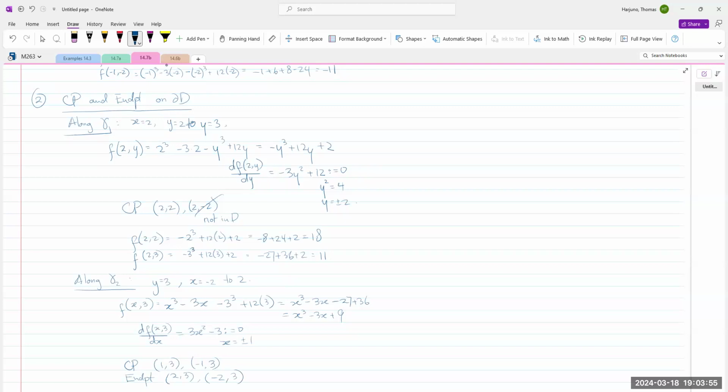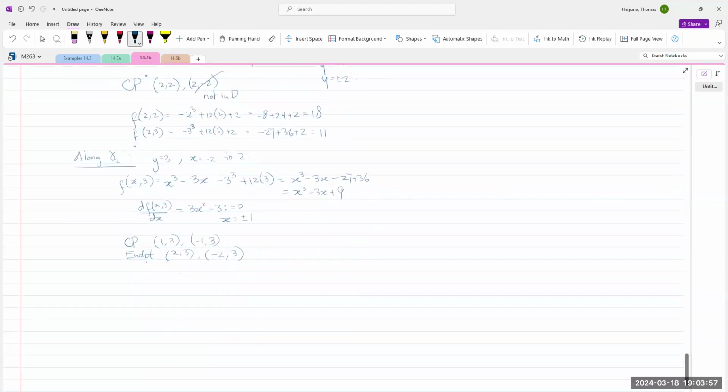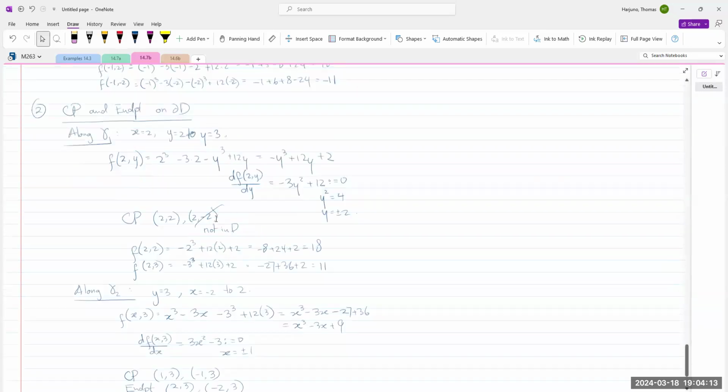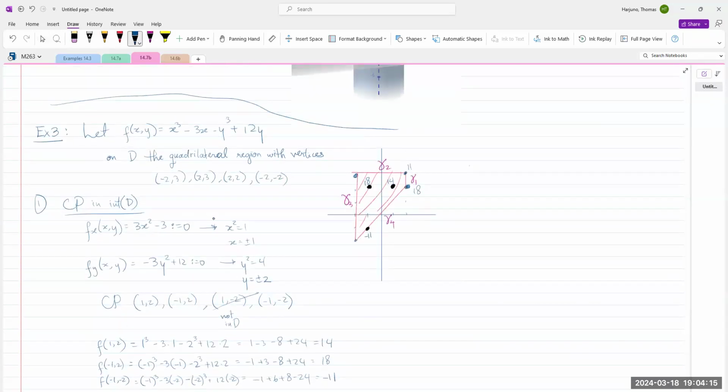Now compute the values for all of this. Okay, I have only 1 minute left, so I will just do it fast. f(1, 3), f(negative 1, 3), f(2, 3), f(negative 2, 3). At 2 comma 3, I think we already computed that. That's 11, as I remember. But we have 2 extra new critical points along the boundaries here, right? So we get those.